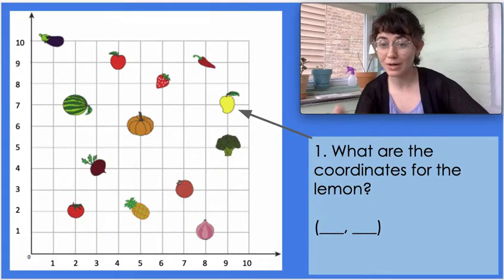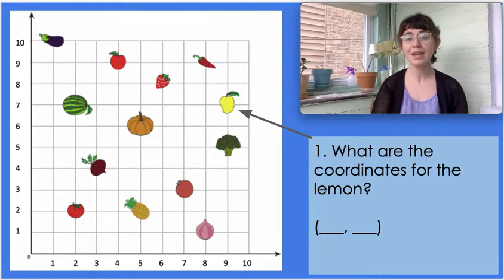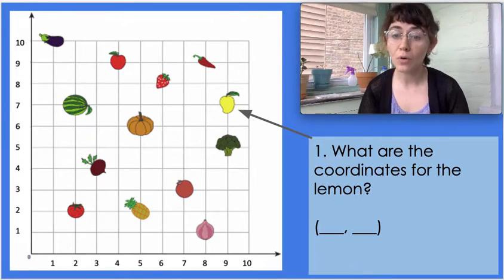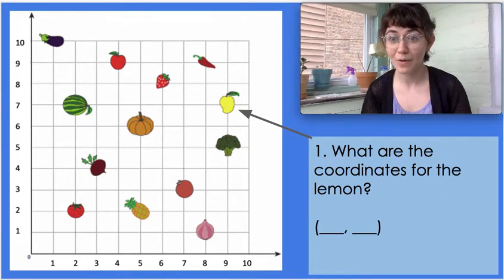So let's find the coordinates for the lemon. Write down number 1, and then I want you to write inside those brackets the coordinates for the lemon. Go ahead and write them down.